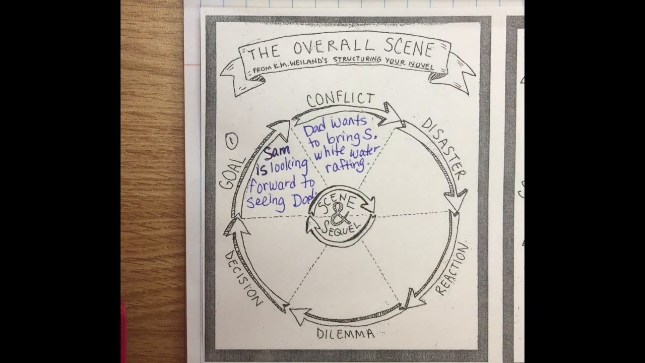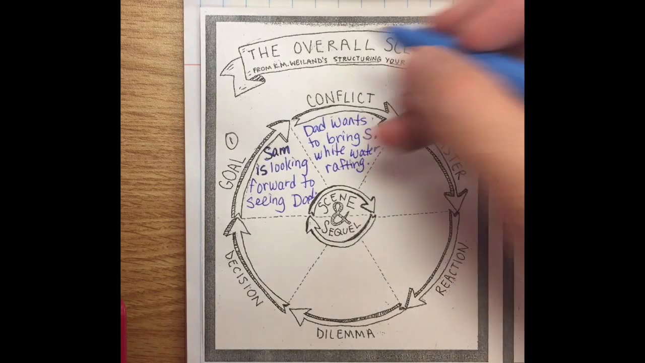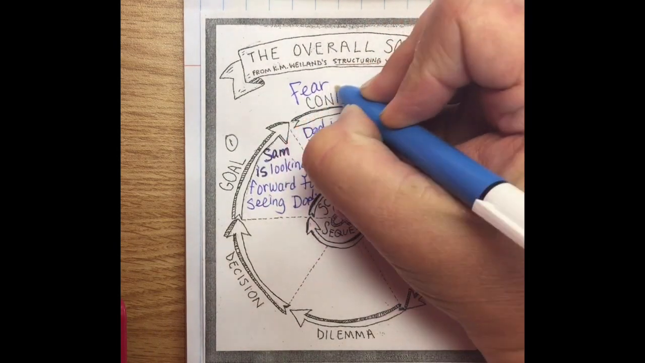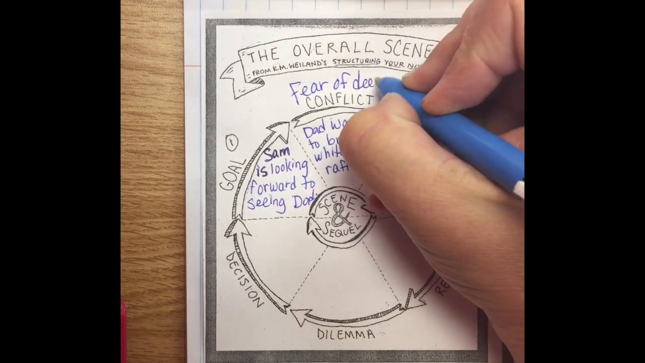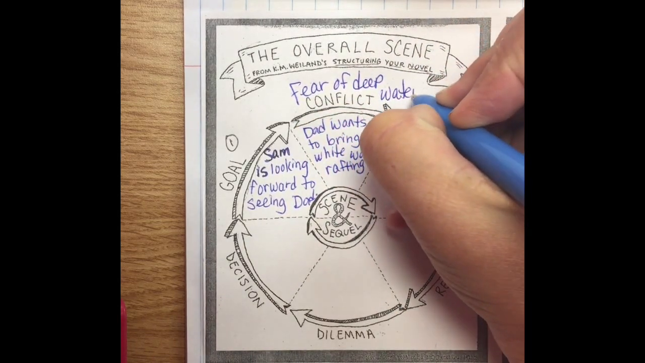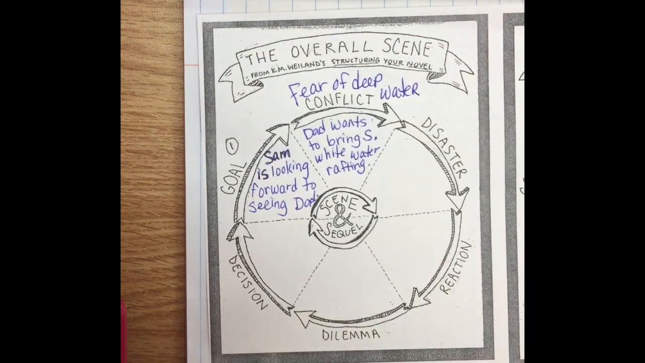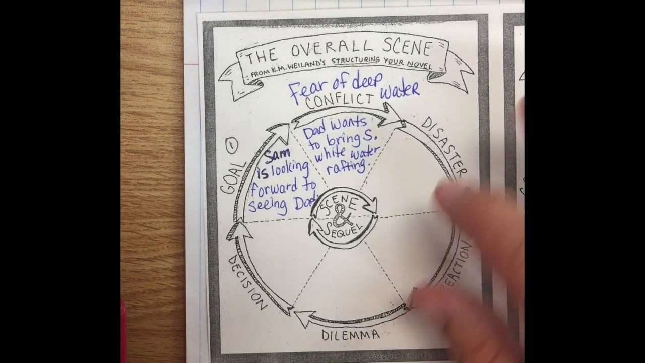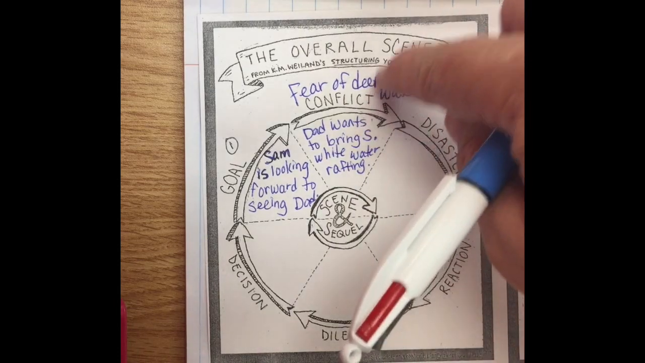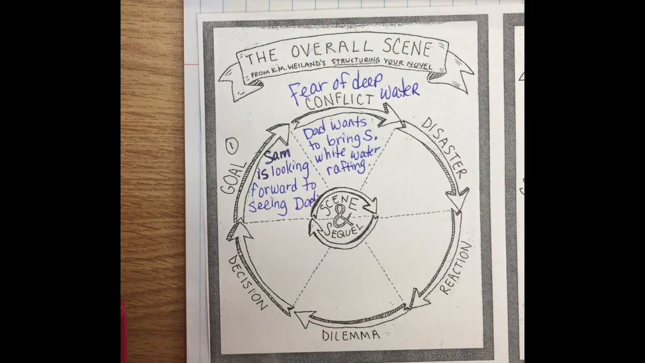Okay, now part of this conflict is that in Sam's backstory, his inner conflict is he has a deep fear of water. So he has a fear of deep water. So I'm going to put that down so I don't forget that. I might actually have to do a flashback when I'm actually writing this, which I'll show you how to do. But basically, I'm going to write an exploded moment about that, which would be kind of like a disaster reaction kind of thing.